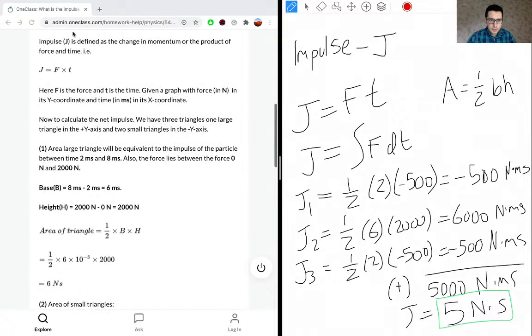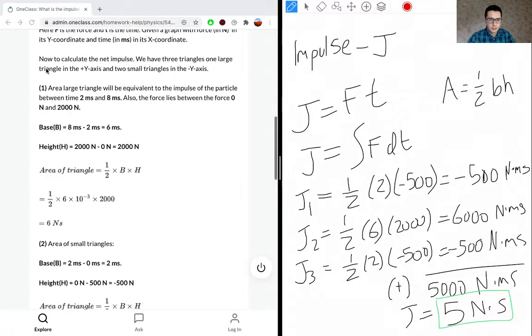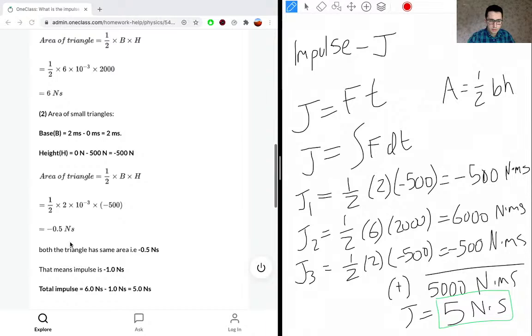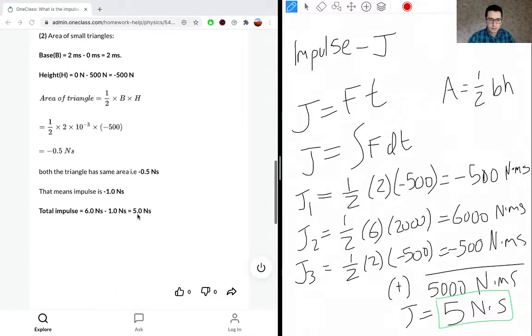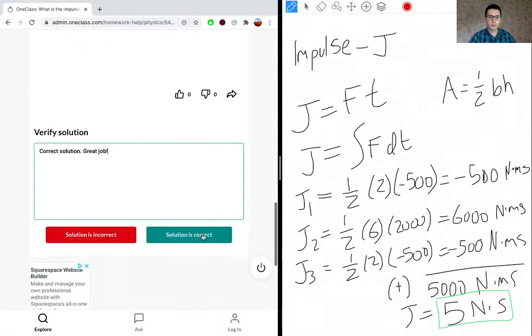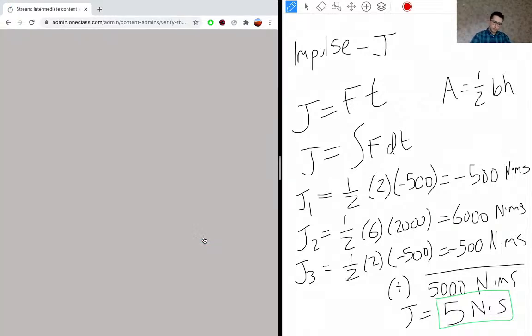So they have the same equation, J equals Ft. They go through, calculate the area of the triangle, and they get the final answer of 5 Newton seconds. So the attempted solution by the student is correct. Great job. Let's go to the next question.